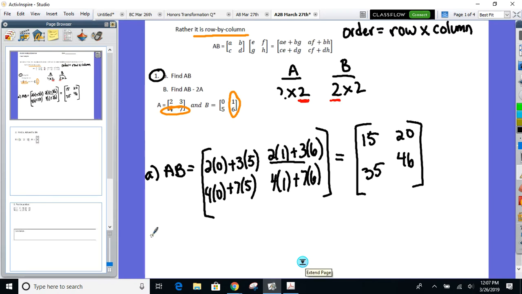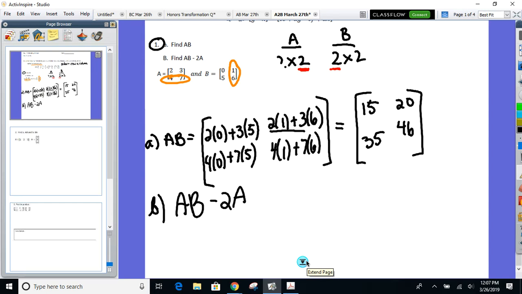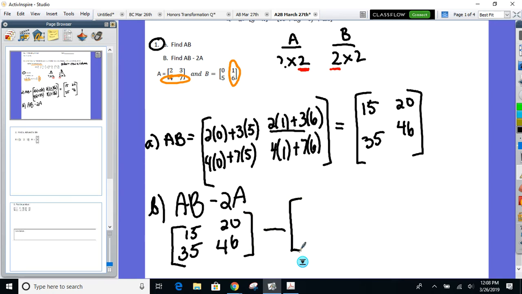Part B asked us to find AB minus 2A. All right, this is something similar we did on Wednesday. Well, I already have matrix AB. That's going to be 15, 35, 20, 46. And now I'm going to subtract 2A. And if you remember from Wednesday, I just take matrix A, multiply all the numbers inside by 2.